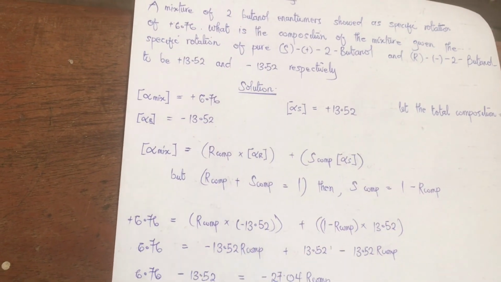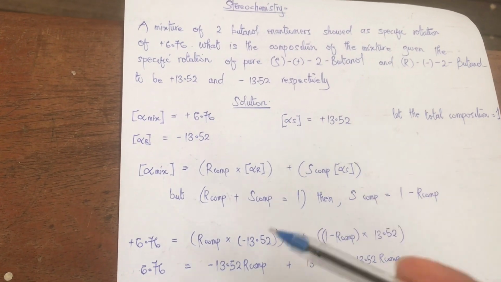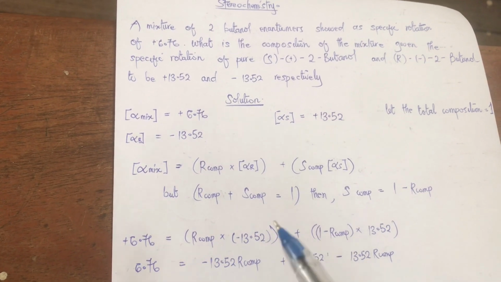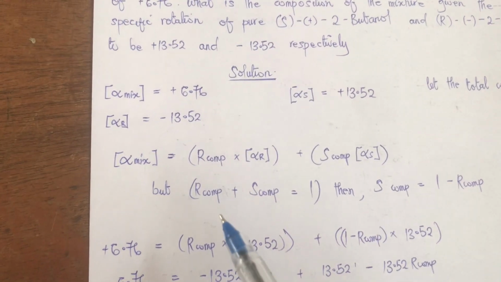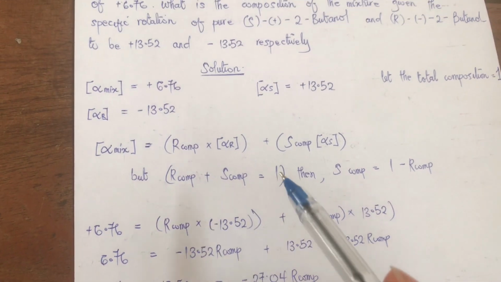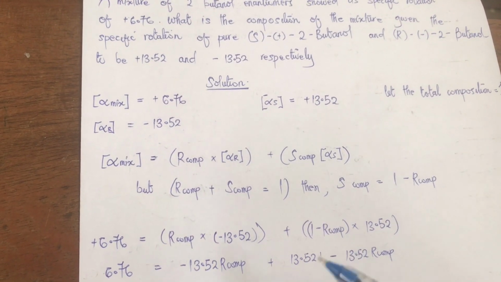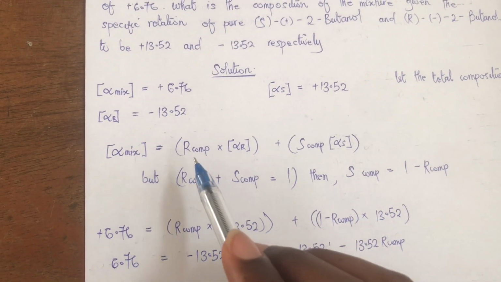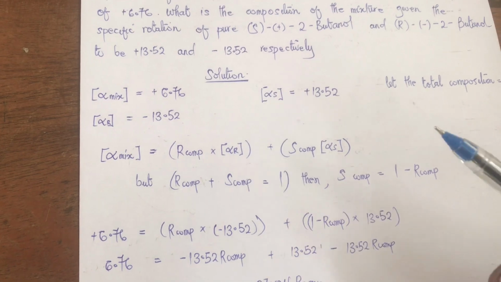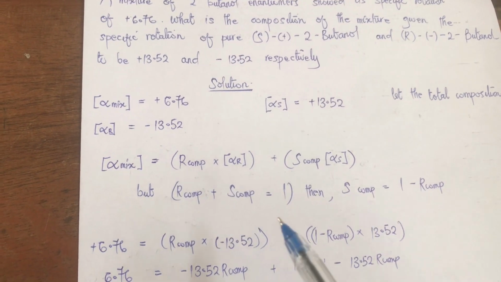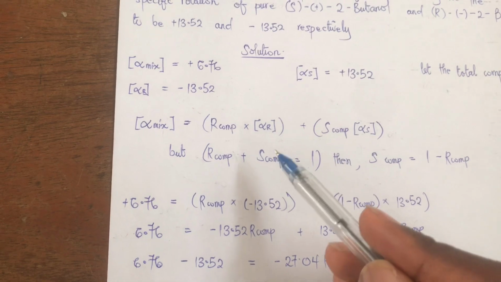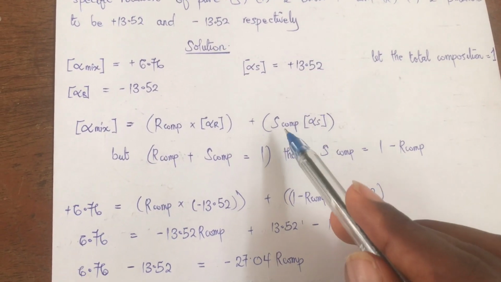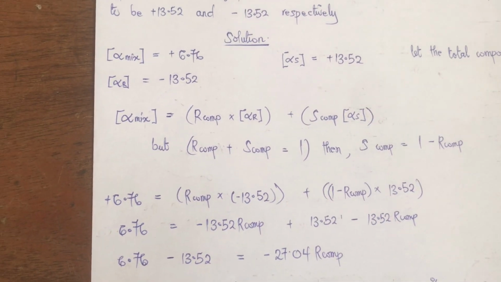Now, if you want to find the composition, there's a relation which says that the specific rotation of the mixture of enantiomers is equal to the R enantiomer composition times its specific rotation. Likewise, we can represent this with fractions: the fraction of the R component times its specific rotation plus the fraction of the S component times its specific rotation.